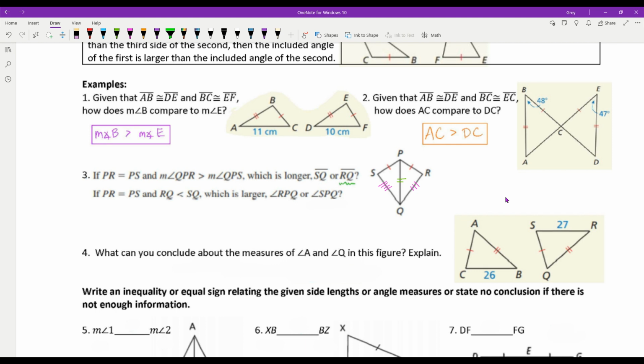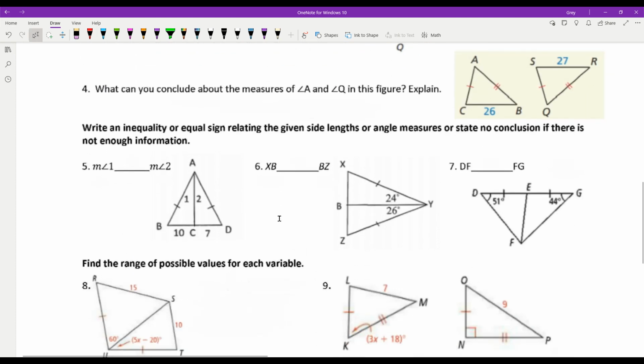So in this case, we'll get those out of our way. Which is larger, angle RPQ or SPQ? Well, I put the more tick marks with the bigger side. So the angle opposite more tick marks is going to be angle P. So that's going to be your angle.